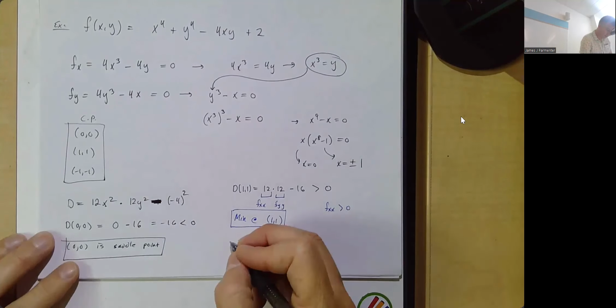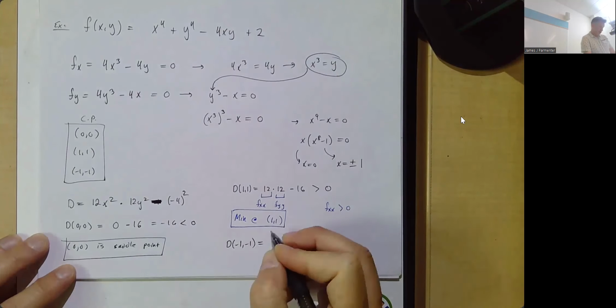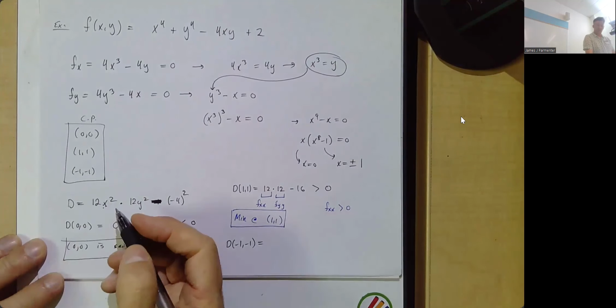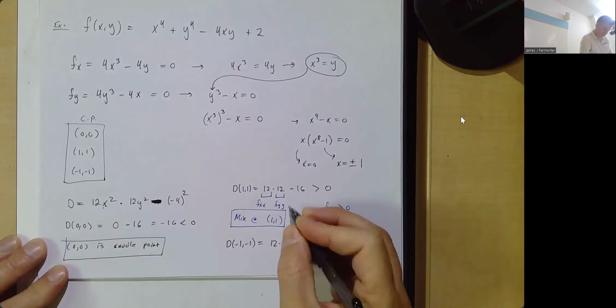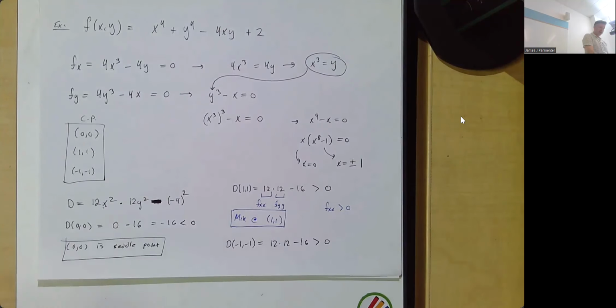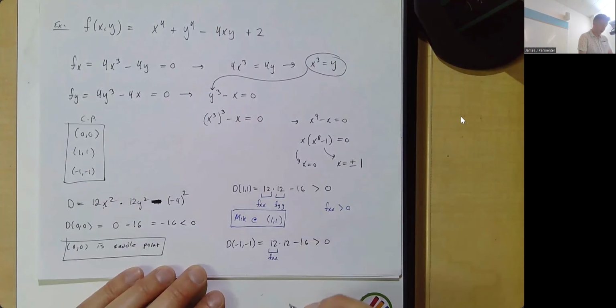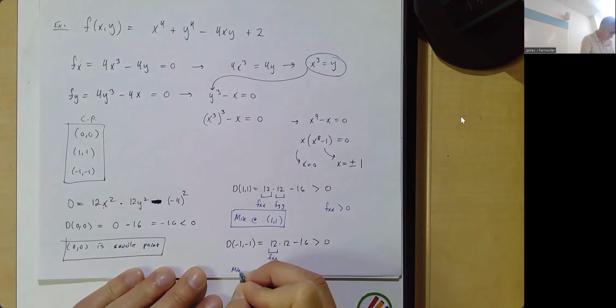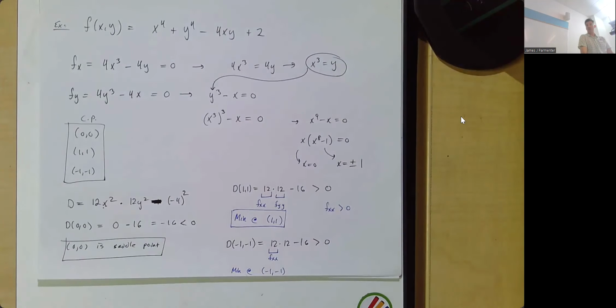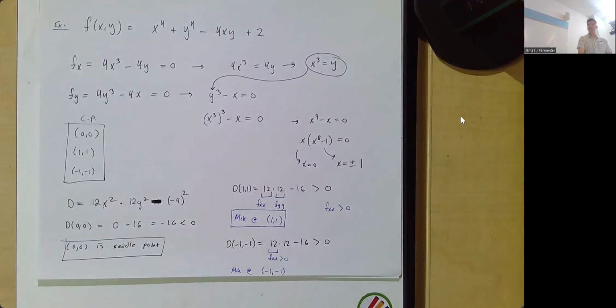And then finally, D of negative 1, negative 1. 12 times negative 1 squared is still positive 12. Same deal there. So D is still positive, and each of my fxx and fyy are also still positive. So I also have a minimum at negative 1, negative 1. For the same reason, it's still concave up, right? fxx is still positive, so it's still a minimum at that point.